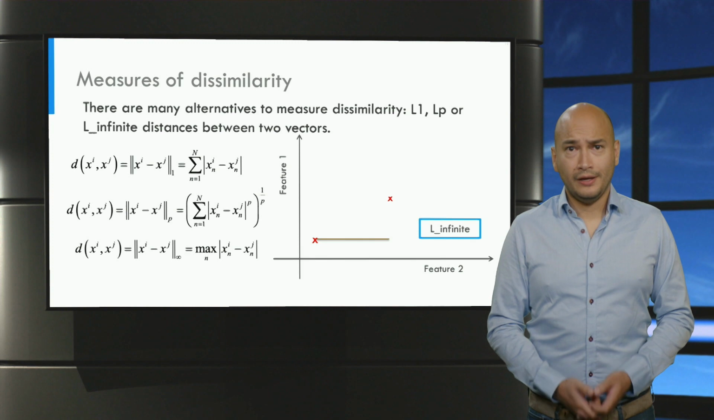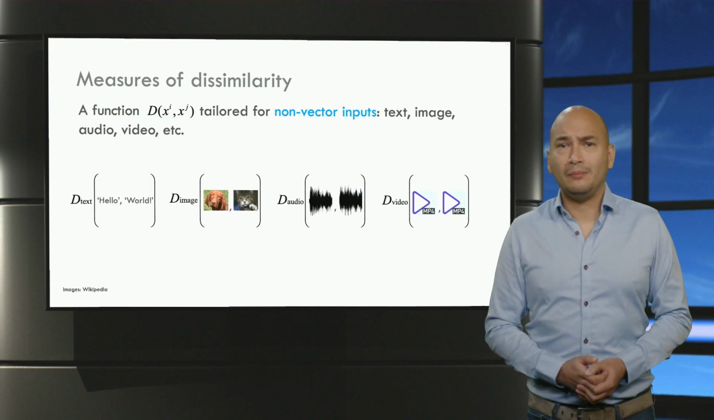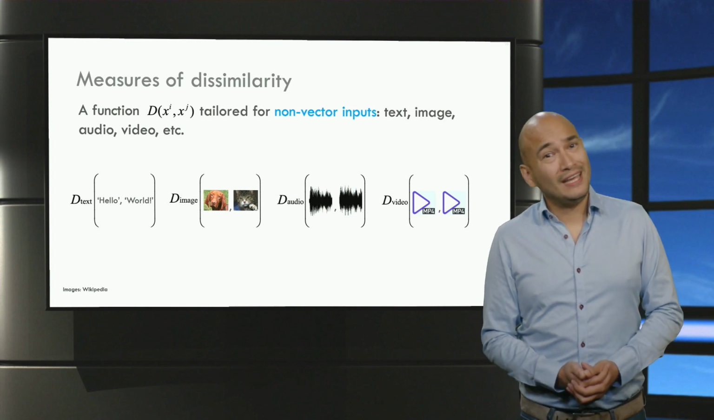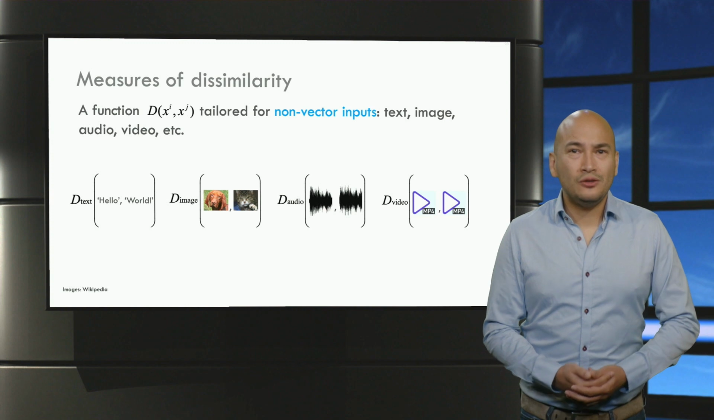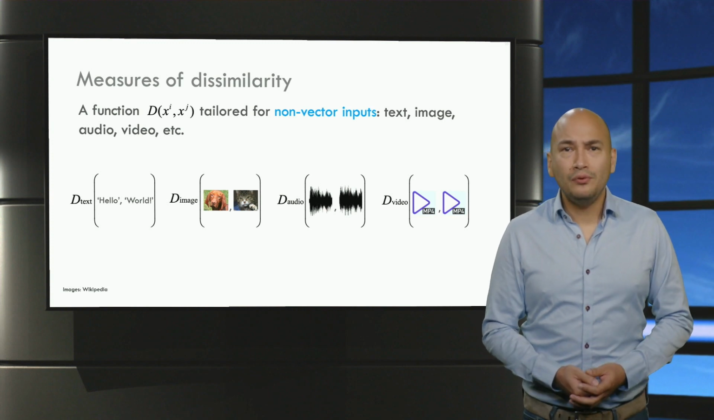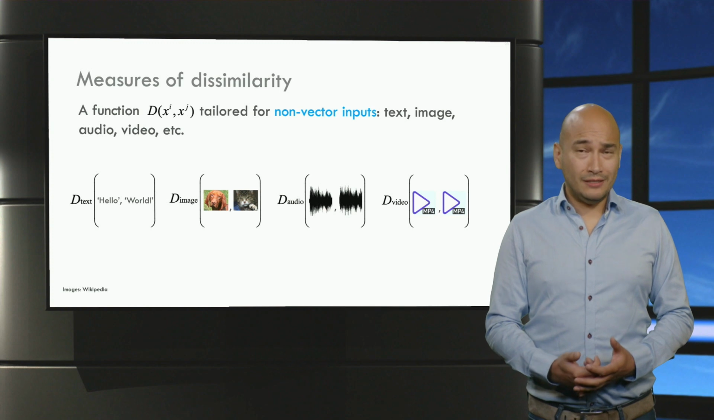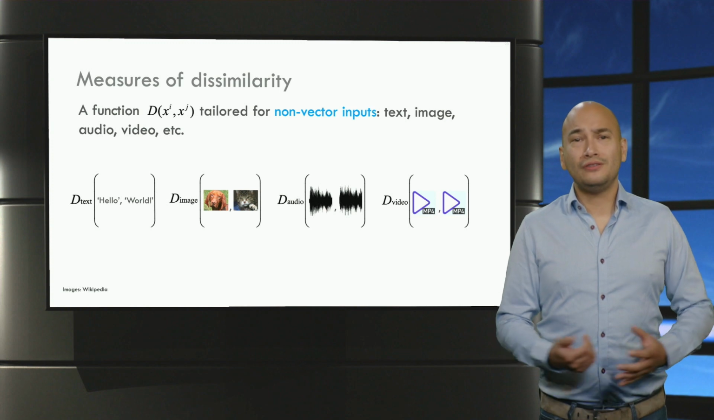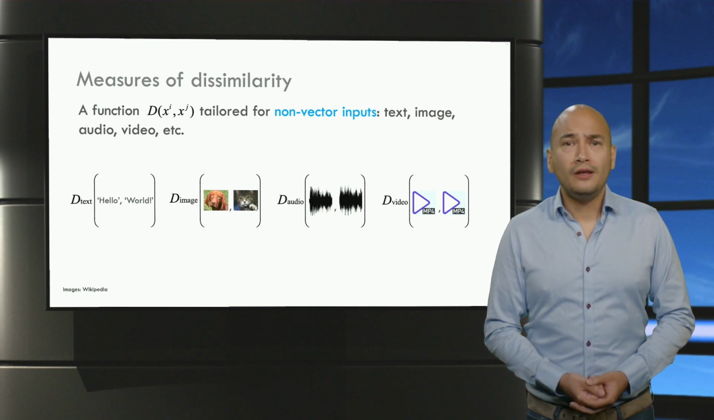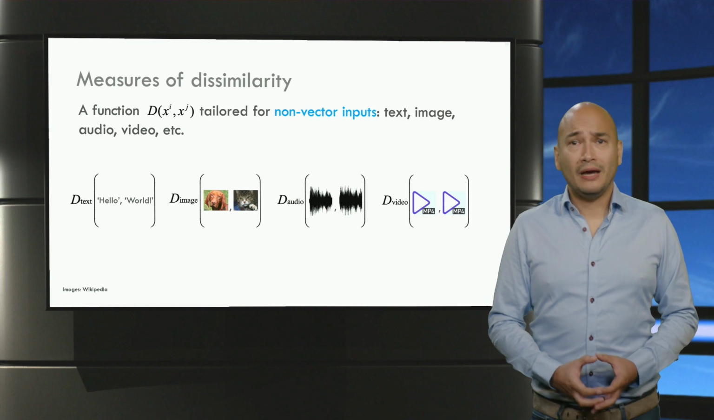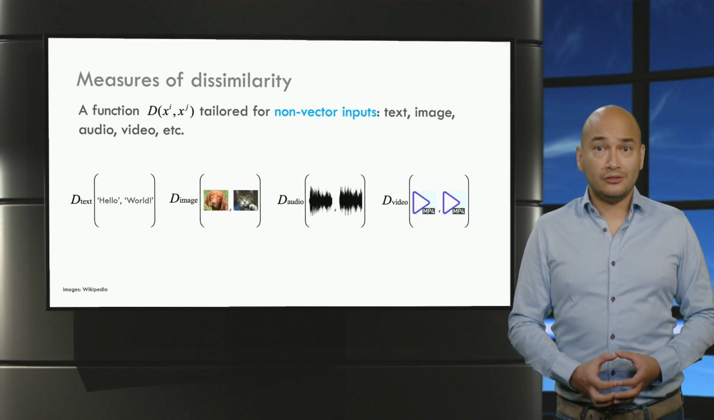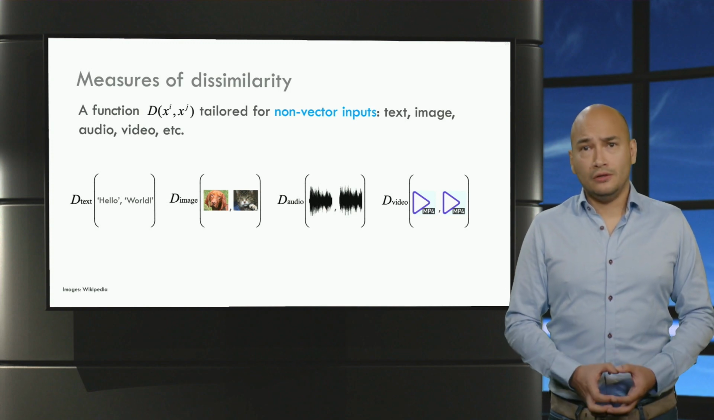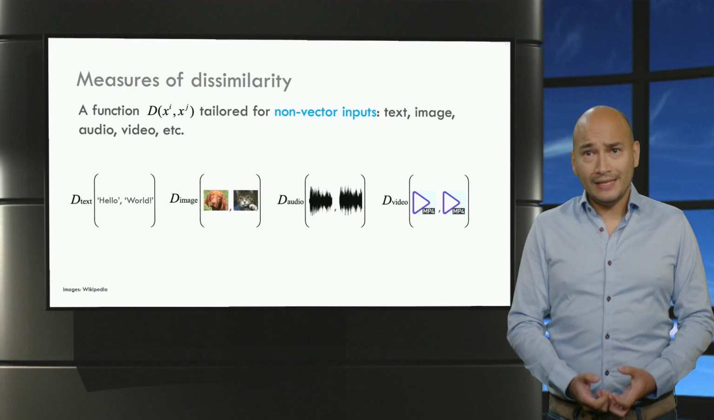There are also measures of dissimilarity using non-vector inputs in real-world applications. A function d using xi and xj as input can be tailored to compute the dissimilarity between text, news, images, audios, videos, etc. Overall, the selection of similarity or dissimilarity measures will determine the results of the clustering problem. The optimal measure is usually related to the application, so the inherent characteristics of the data that we are dealing with.